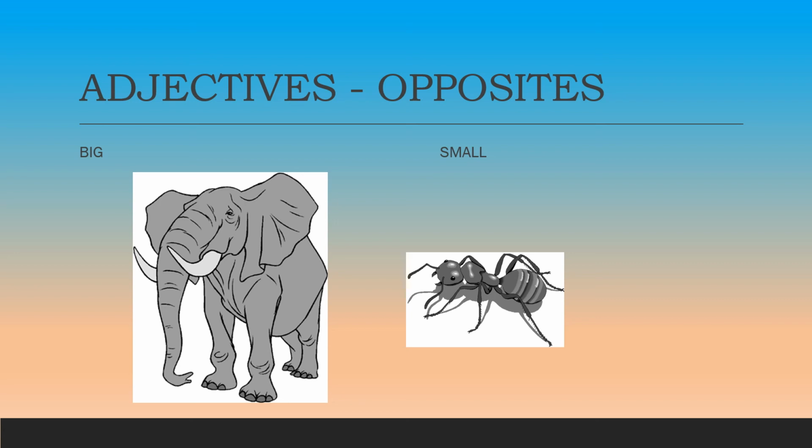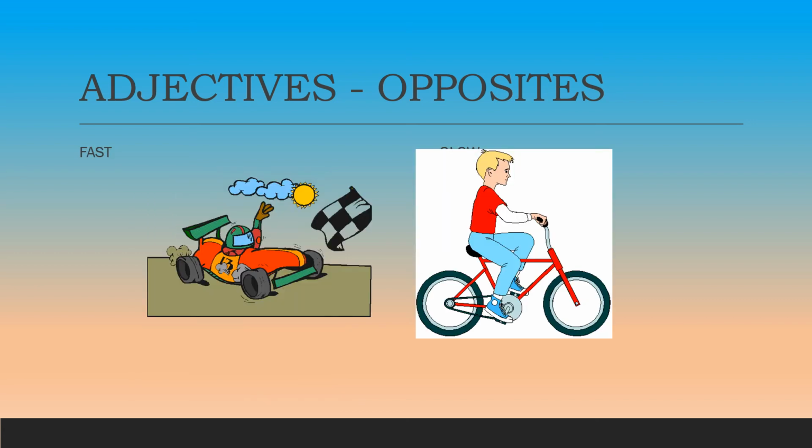And yes, in English, an ant is considered, insects are generally in English considered animals because they're part of what we call the animal kingdom. Okay, fast and slow. So the Formula One car is faster than the bike, and the bicycle is slower than the Formula One car.